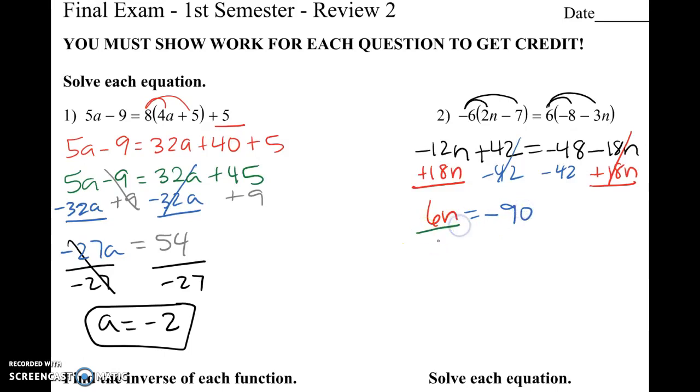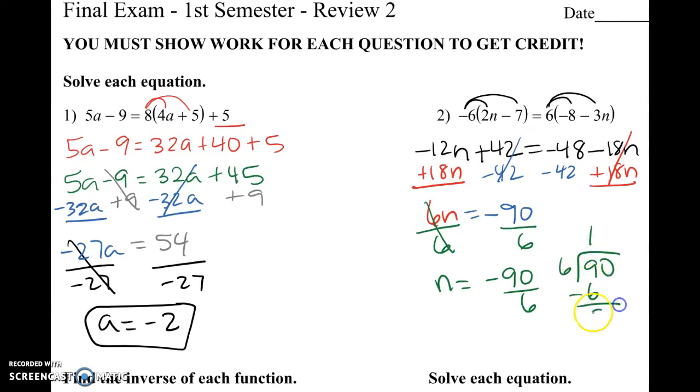If I divide both sides by 6, I get n equals negative 90 over 6. Now, I don't know that off the top of my head, so let's do some quick chicken scratch. 6 goes into 9 one time. 6 goes into 30 5 times. So n equals negative 15. Probably should have known that one off the top of my head, but I didn't.